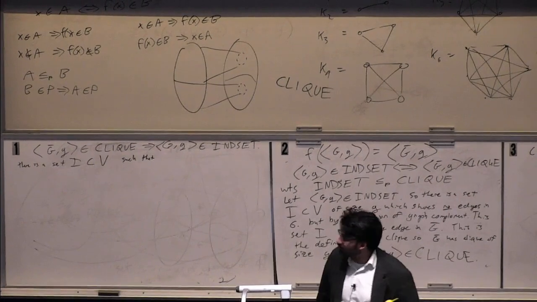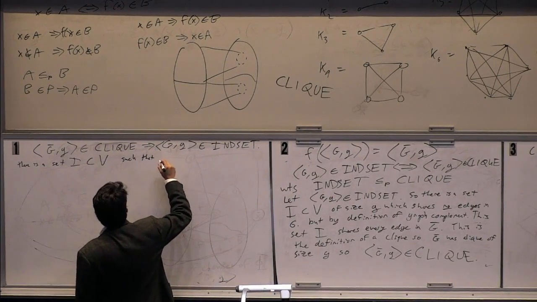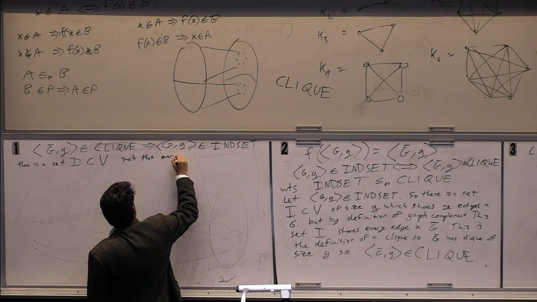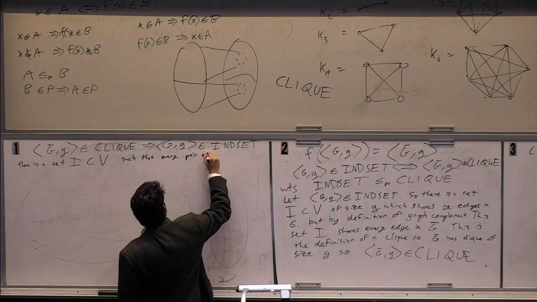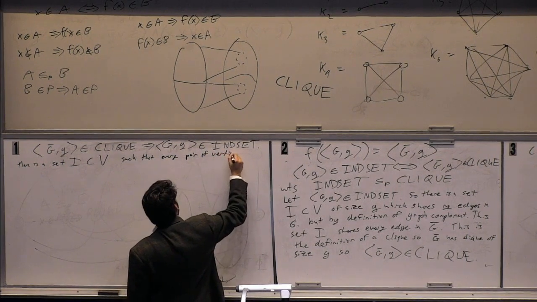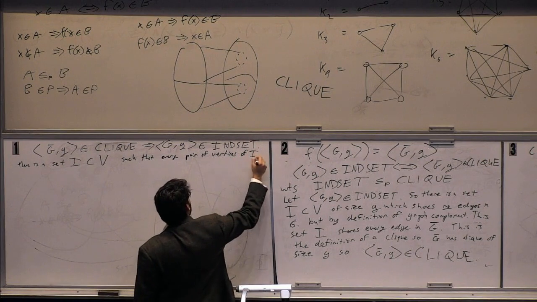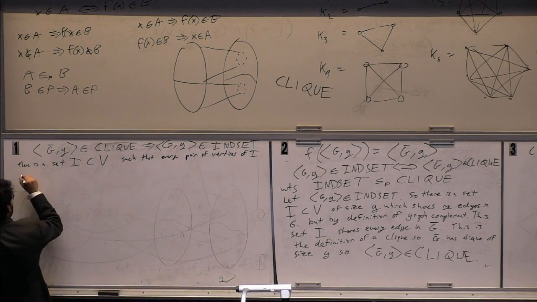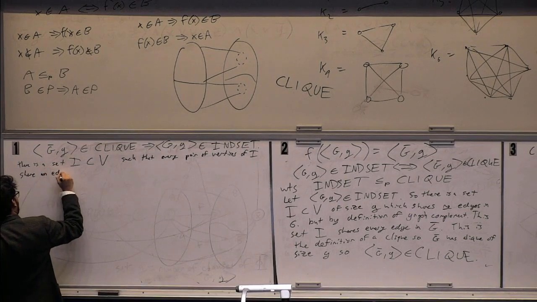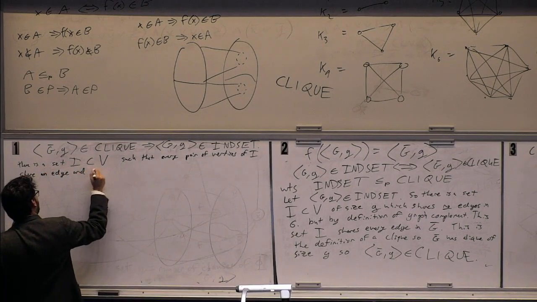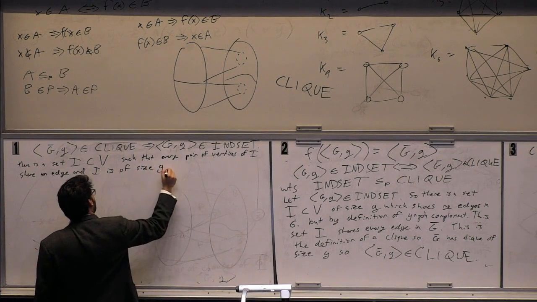This reverse reduction is actually going to be too easy. It's basically the same. Every pair of vertices of I share an edge, and I is of size k.